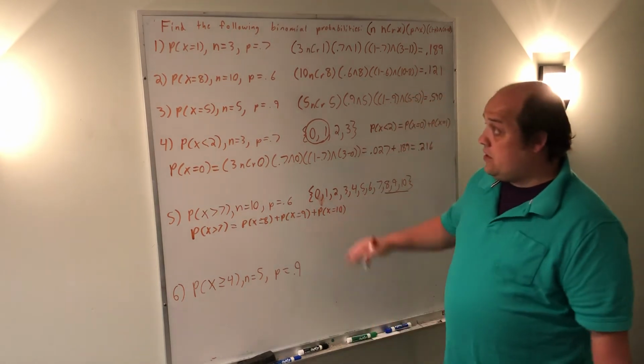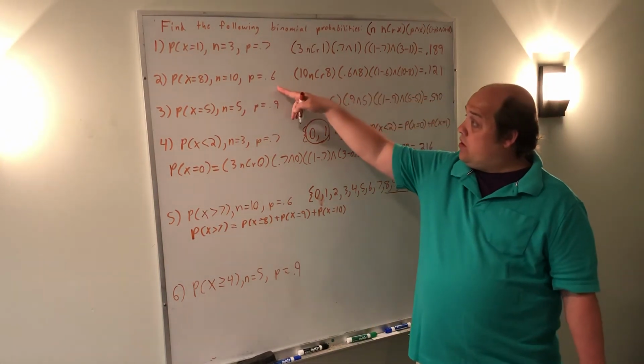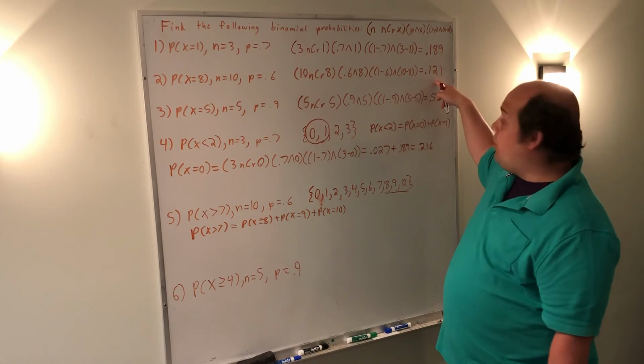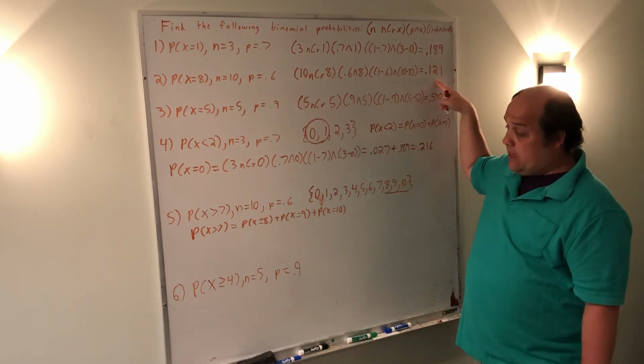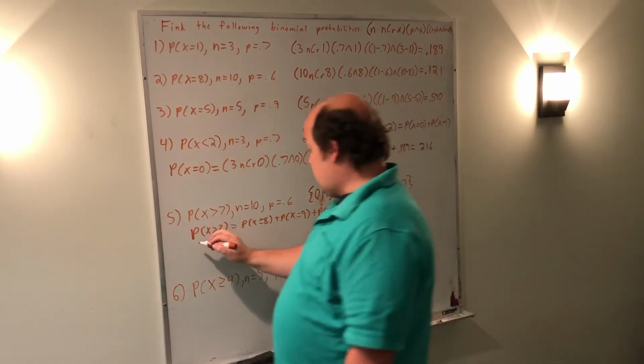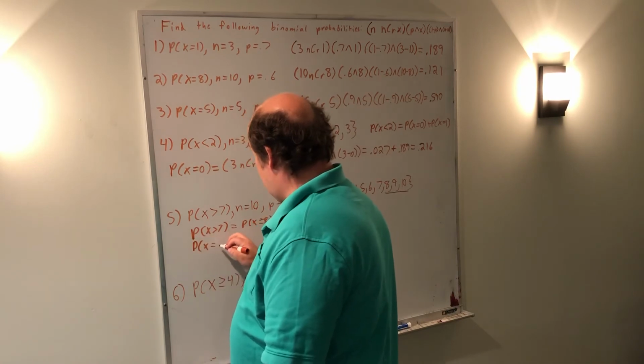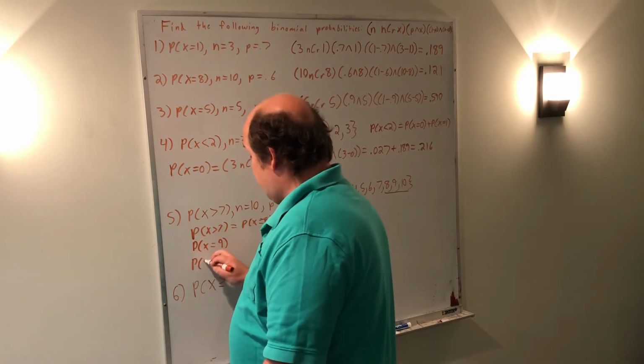Again, I mean these to go back to questions above. So here in question 2, you can see we already solved for the probability x equals 8. So what we're going to need to solve for is the p of x equals 9 and the p of x equals 10.